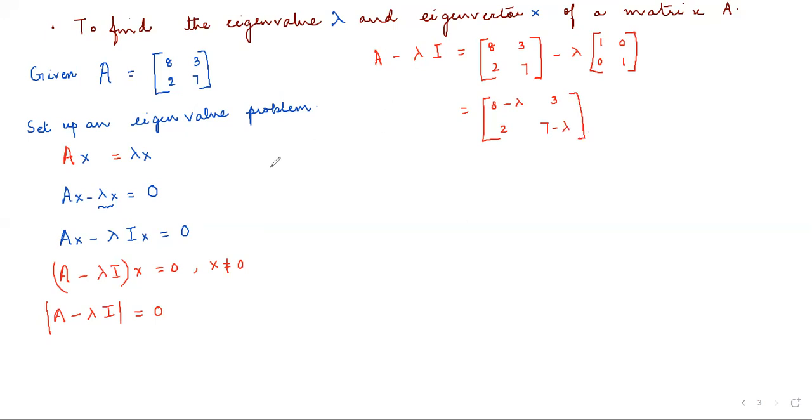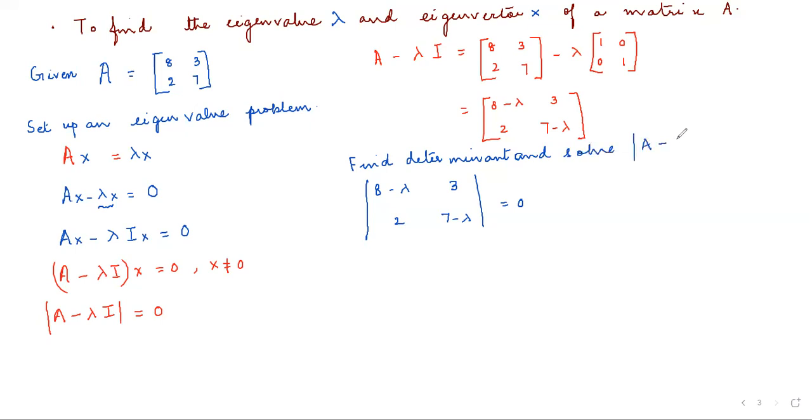Now, what is the next step? Find the determinant. How do we find it? We take 8 − λ, 3, 2, 7 − λ, find its determinant, and equate it to 0. That is, the determinant of A − λI equals 0.